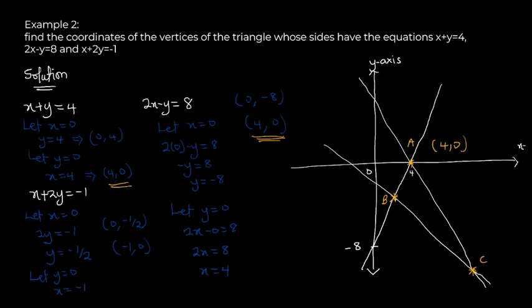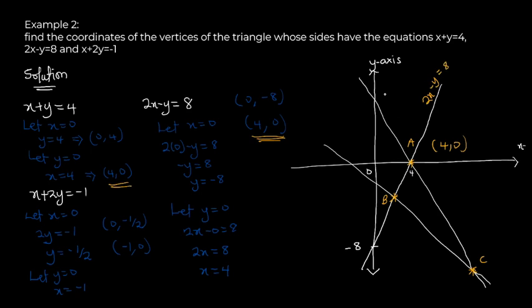Now all that is left is for us to find vertex B and vertex C. We can find vertex B by solving the equations of the lines over here, this and this, and then we can find vertex C by solving the equations of the line over here and the one over here. So by the way, the line over here is the 2x minus y is equal to 8.